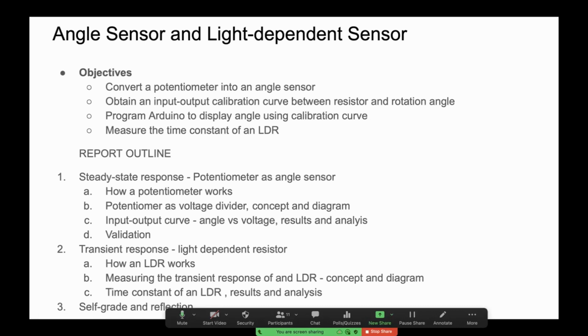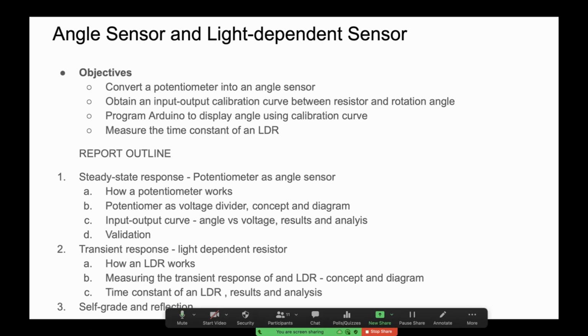So all reports will have more or less the same outline. Of course, you can go extra if you want to add some more information. That could be an initiative point. But for example, potentiometer as angle sensor, you have to have a section there explaining how a potentiometer works, which means you need to research or look back at your lectures.